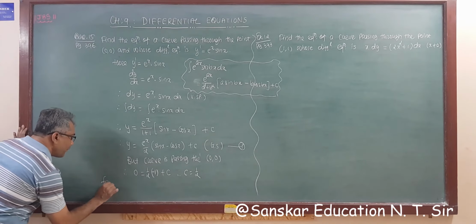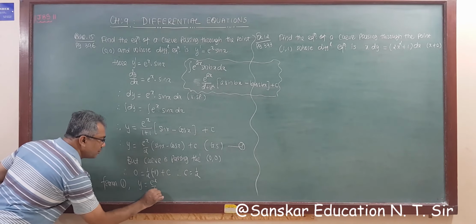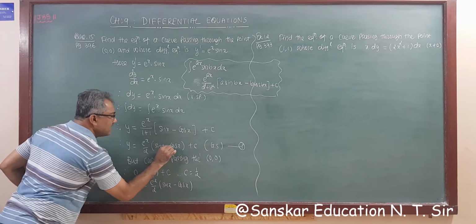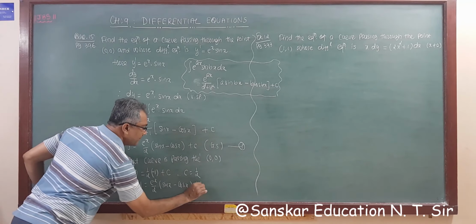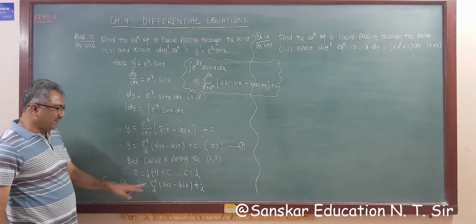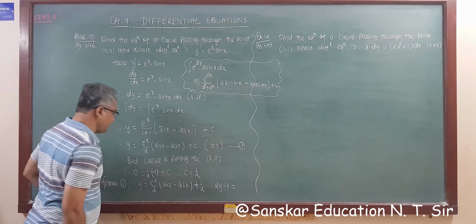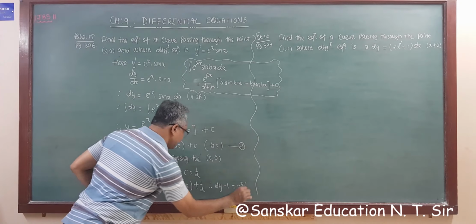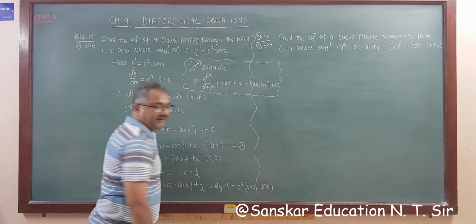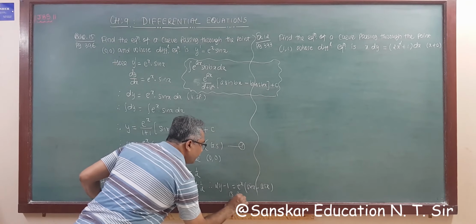So from 1 we get y is equal to e raised to x by 2 (sin x minus cos x) plus half. So taking LCM we get 2y, and taking 1 to the left hand side, so therefore twice y minus 1 is equal to e raised to x (sin x minus cos x). This is the required curve.